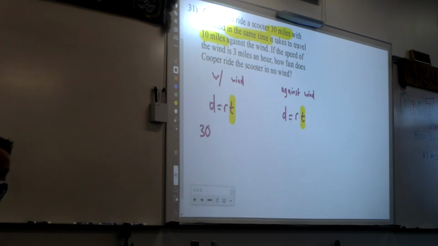That is a long scooter ride. 30 miles, that's more than Maryland. Now, the wind was actually helping her, so I'm going to do the rate plus the wind, and the wind is 3.